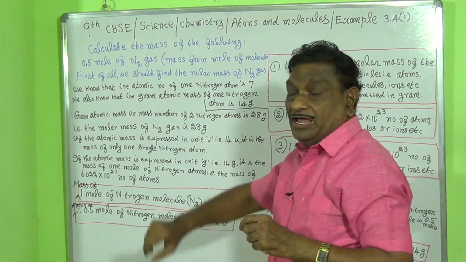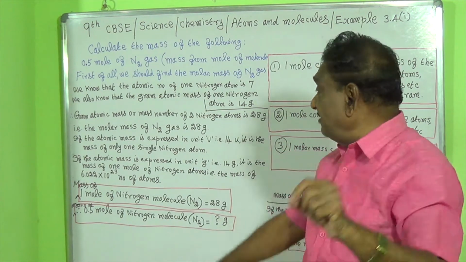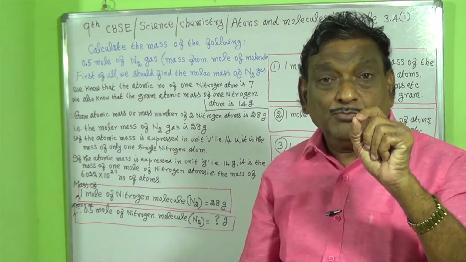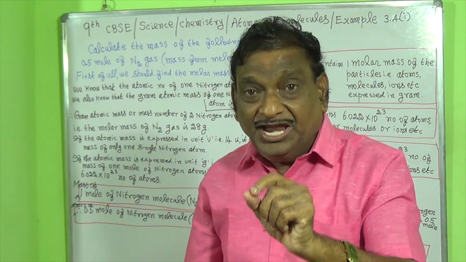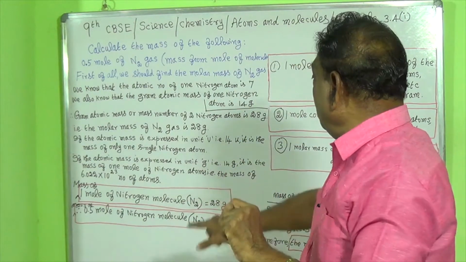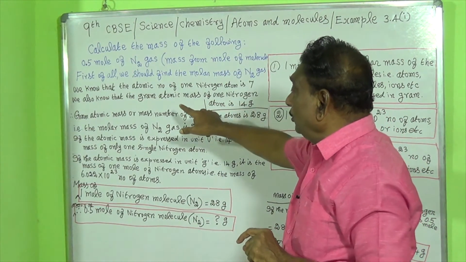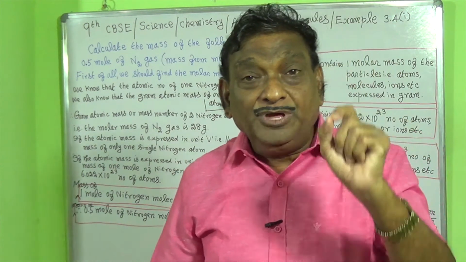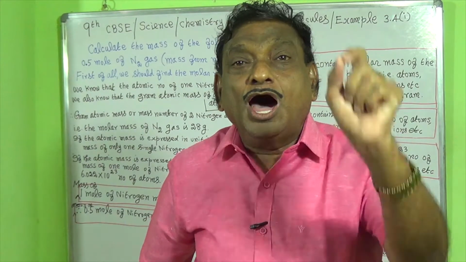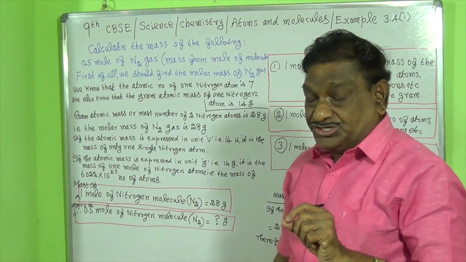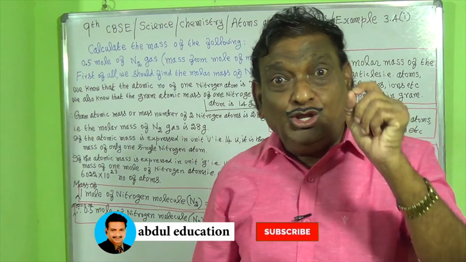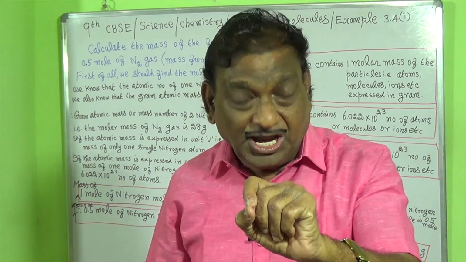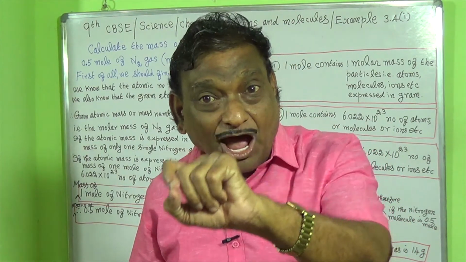We know that the atomic number of nitrogen is 7. We also know that the gram atomic mass of nitrogen is 14 gram. Here, note the word gram atomic mass. Gram atomic mass is nothing but molar mass. I want to say the difference between the unit U, that is atomic mass unit, and G, that is gram.